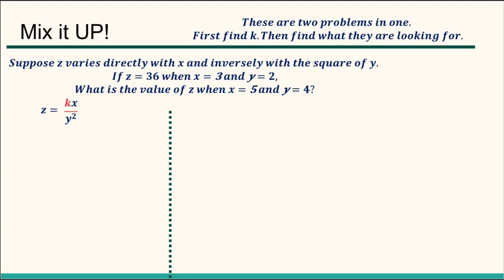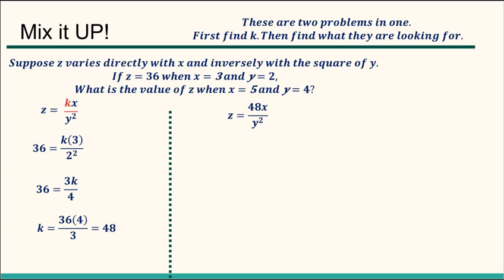Now they say if z is 36 when x is 3 and y is 2, just plug all of that in because I got to find k. 36 equals k times 3 over 2 squared. That's going to be 36 equals 3k over 4. Multiply both sides by 4/3. k is then 48. So let's write down our equation. z equals 48 over y squared.